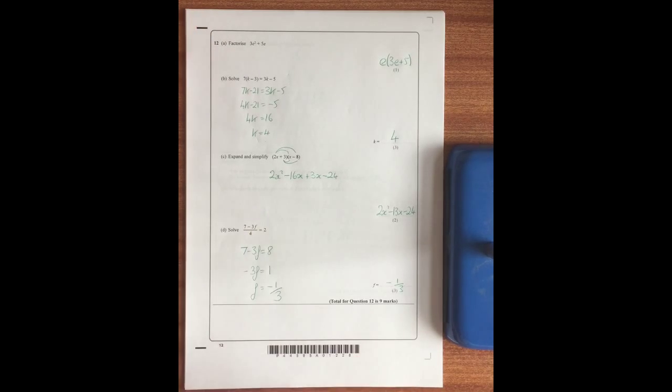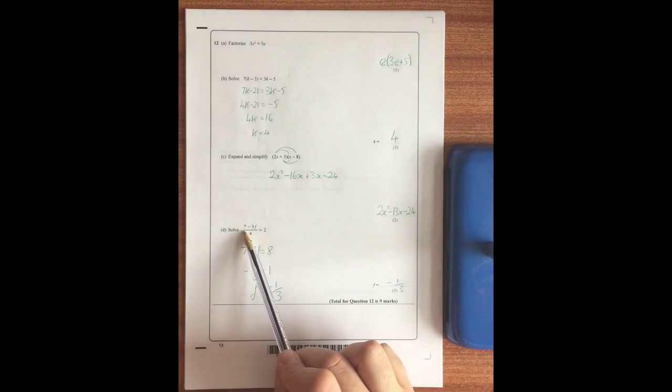Part D, solve this equation. Whenever you've got a fraction in an equation, I will get rid of it. So to get rid of that dividing by 4, I can times both sides by 4. And I get 7 minus 3f equals 8. I'm then going to take the 7 off both sides. I get minus 3f is 1. And then divide by minus 3, I get f is minus a third.